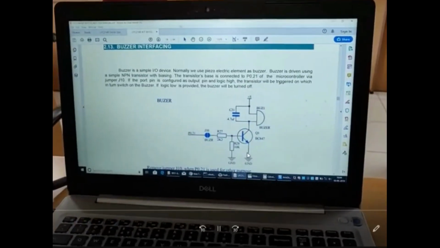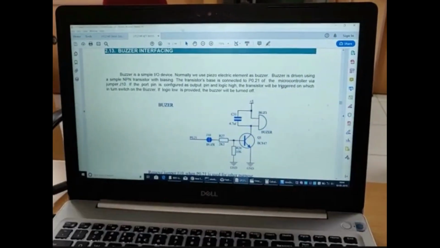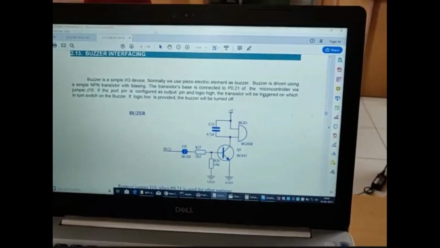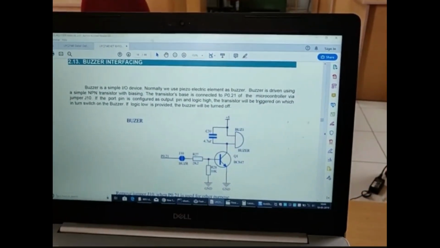Because we talked about a celebration. Celebration means what? If you are going for a marriage, how do we identify the marriage house? The house will be decorated with a lot of lamps. That's why we blinked an LED.